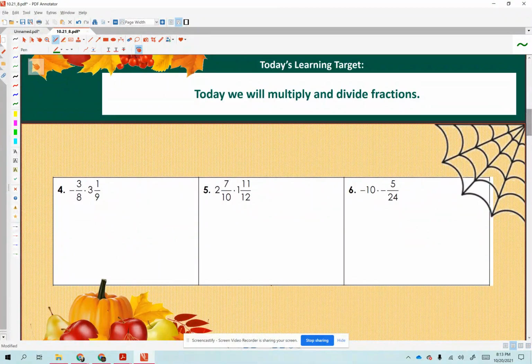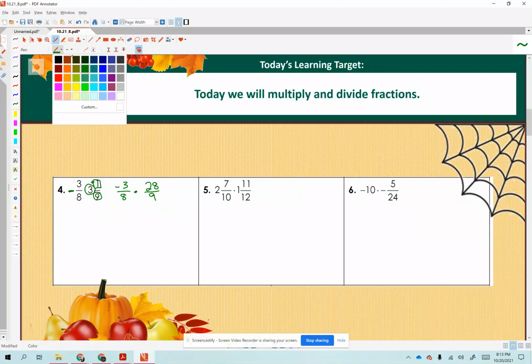We have a negative 3/8 multiplied by 3 and 1/9. So we have to remember a negative times a positive, because the second fraction is positive, so the answer will be negative. Negative times a positive is negative. So the negative 3/8, we do not need to rewrite that at all. But the 3 and 1/9, we will write that as an improper fraction. 9 times 3 is 27, plus 1 more makes 28. So that would be 28 over 9.